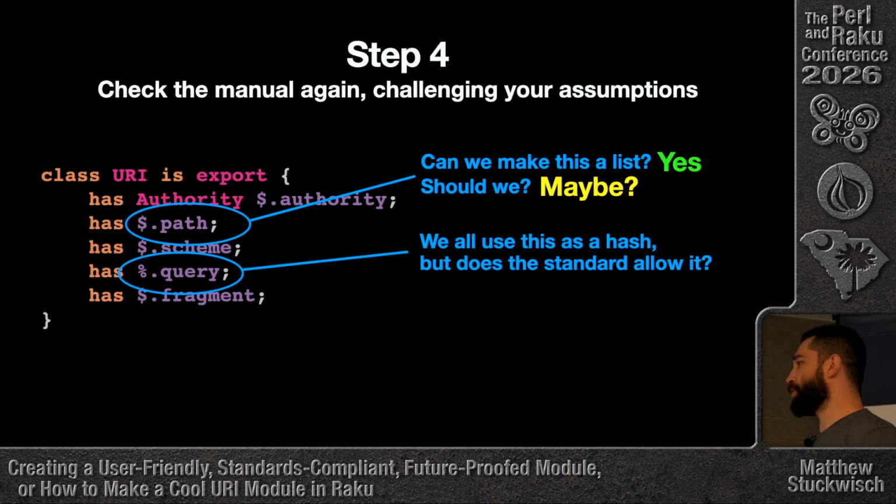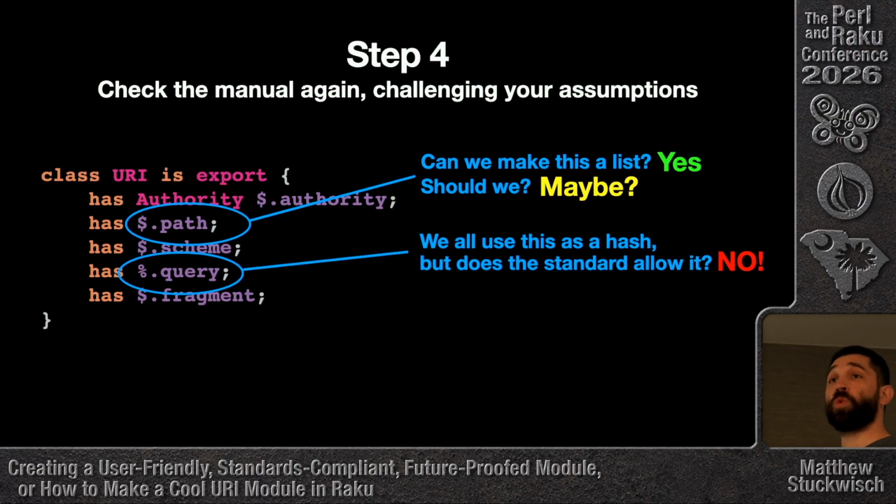The query, we all use this as a hash, or at least most of us, because lots of us here have done web development, things like that. And so we get that query string, and a lot of the CGIs or different interfaces that we have, they all give us these parameters as a hash. But does the URI standard allow them to be interpreted as such? The answer is no. So we shouldn't do that. In fact, the standard says we should just basically treat it as an opaque string. So that's what we need to do here, even though if you look up almost any module, it provides support for doing this.